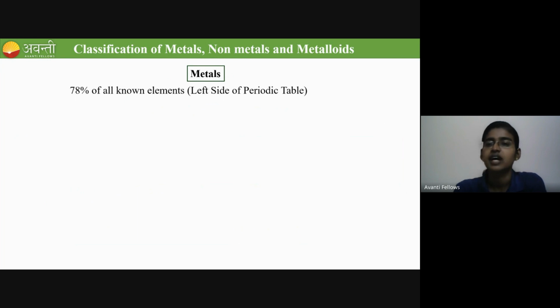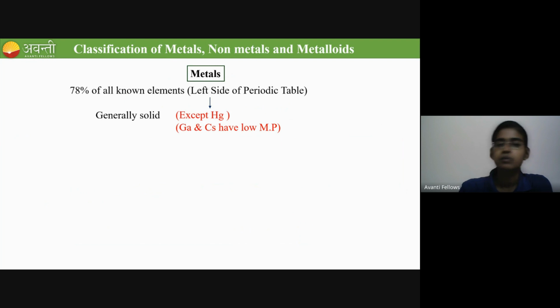Very good. Yeah, it is solid. So they are generally solid, but there is an exception. The exception is mercury. Hg is mercury, the D block element which I was talking about a few minutes ago.